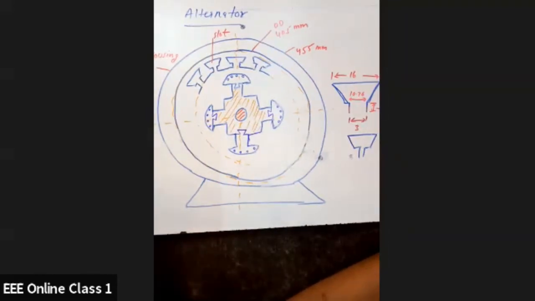So this completes your sketch for an alternator, and this is 50 marks for one question.